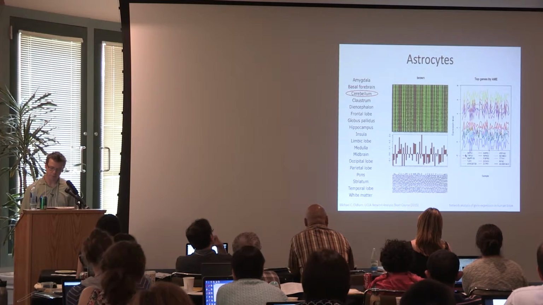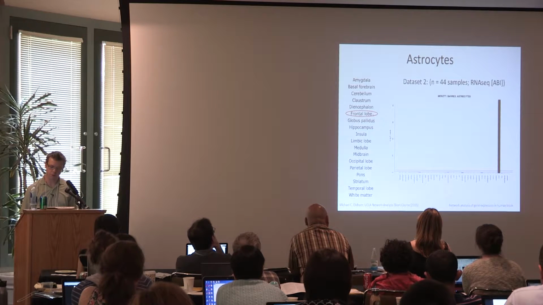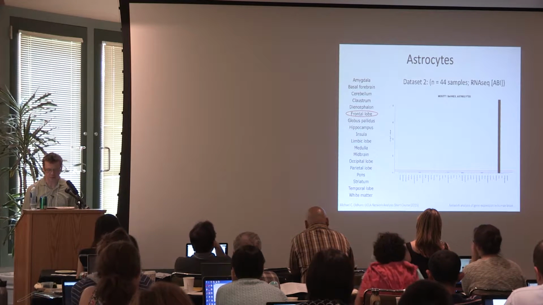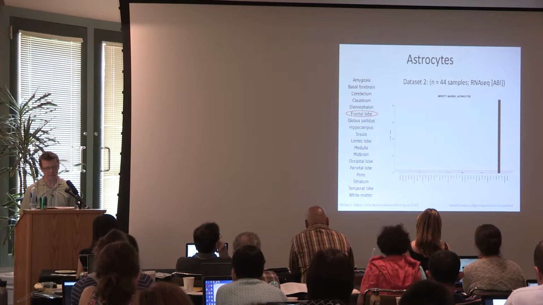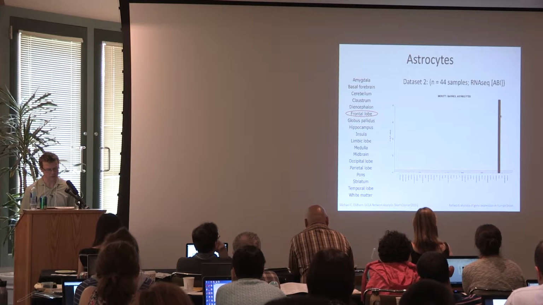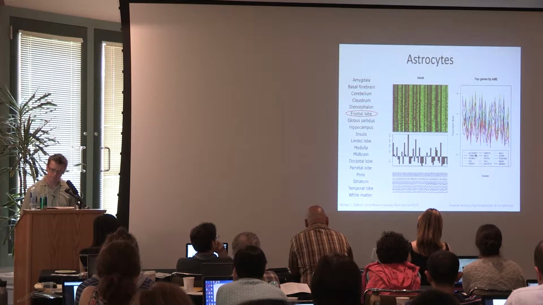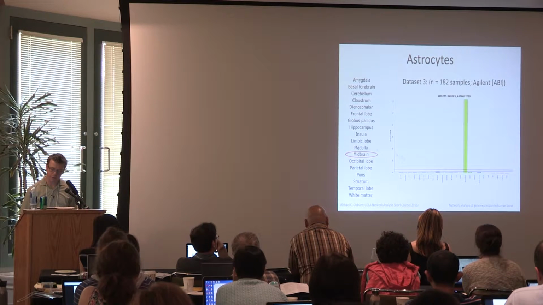So let's look at another one. This is from frontal lobe. This is 44 samples, also an RNA-seq data set, but it's from a different source. It's from the Allen Institute. This time it's this black module that shows significant enrichment with this set of genes. When you look at the pattern, this is what it looks like. And let's see, there's a few famous astrocyte genes, like FGFR3 is pretty famous, but a lot of them are pretty much unknown.